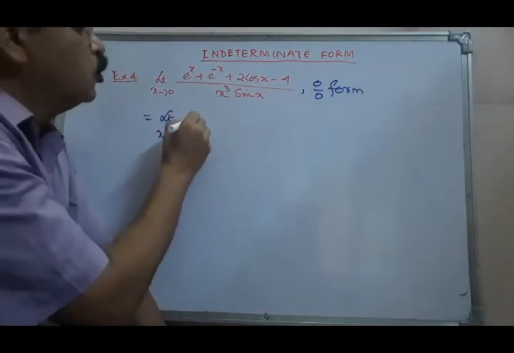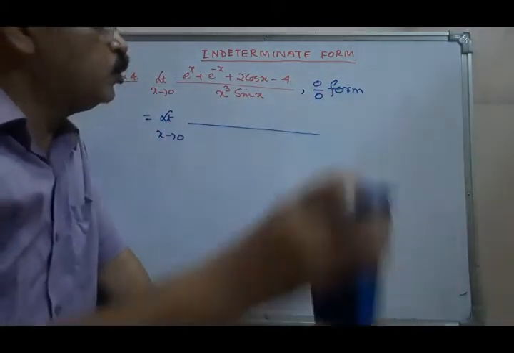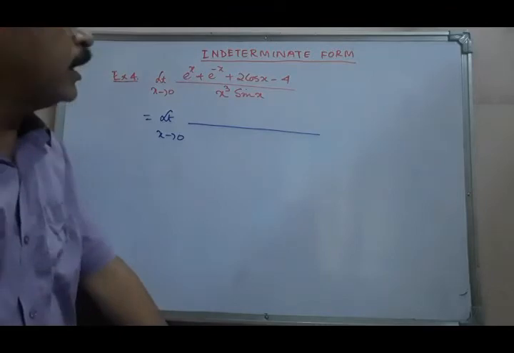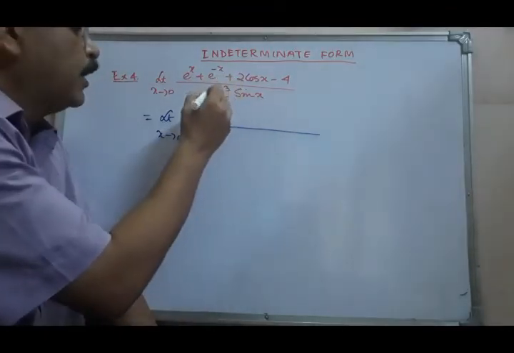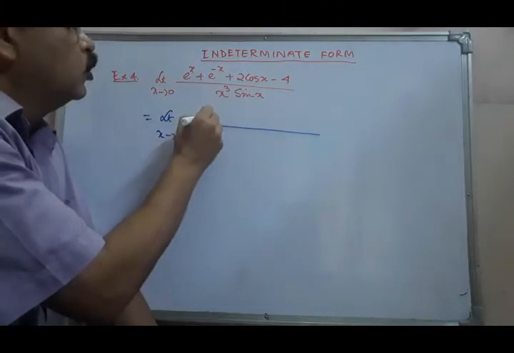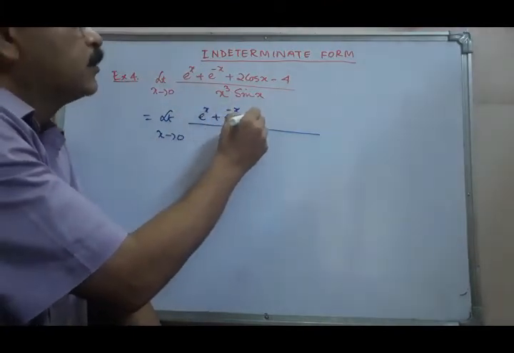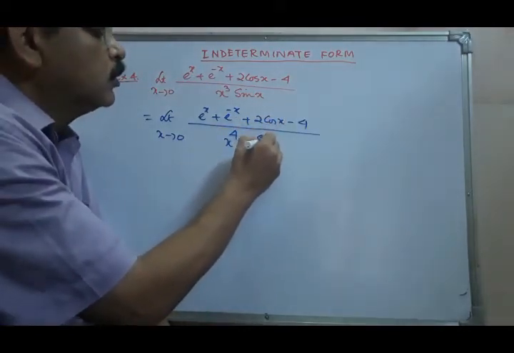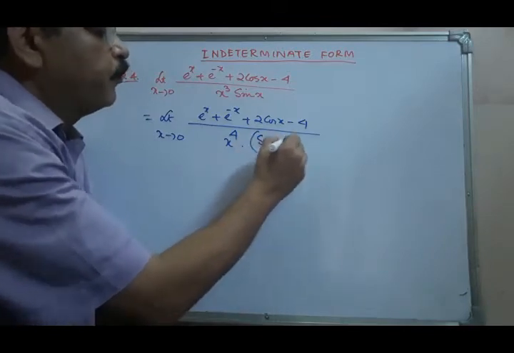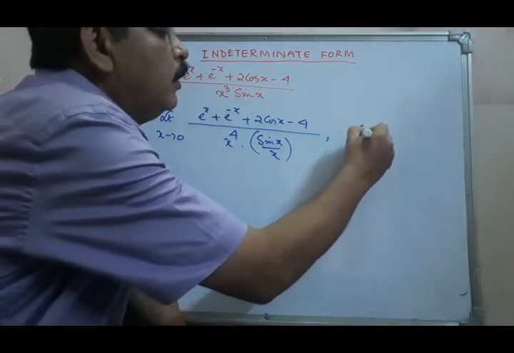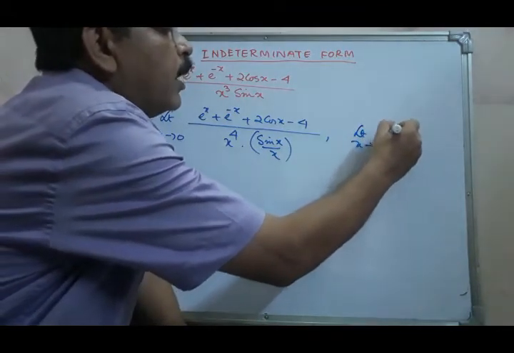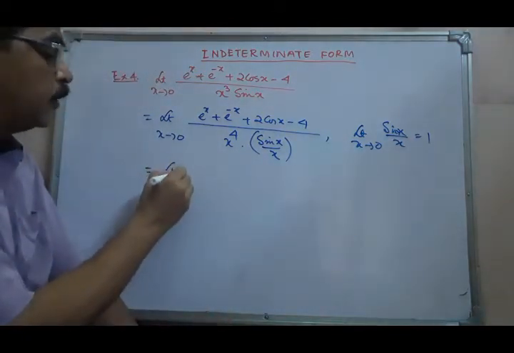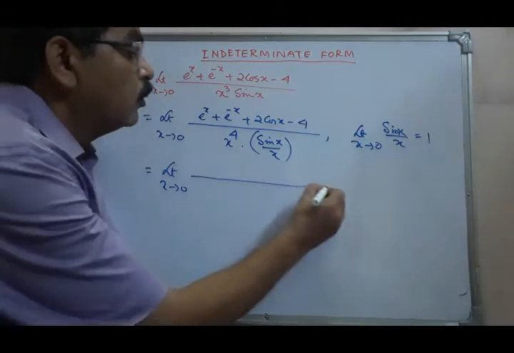Limit x tending to 0. Better no need to write here, because if you write it means you are going to apply L'Hospital rule. But we come to know that it is 0 by 0 form, so some tricks applying before applying L'Hospital rule. So (e^x + e^(-x) + 2 cos x - 4) divided by x^4 times sin x by x. We know that limit x tending to 0 sin x by x equal to 1.